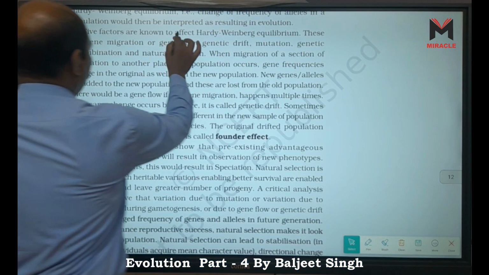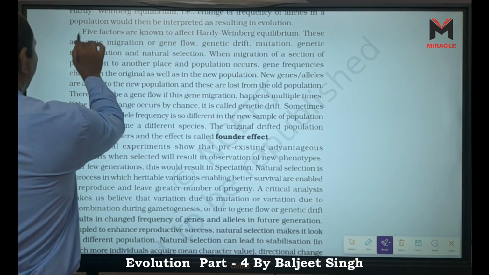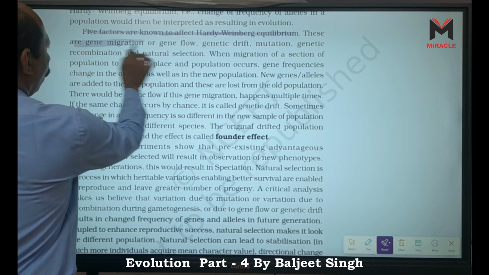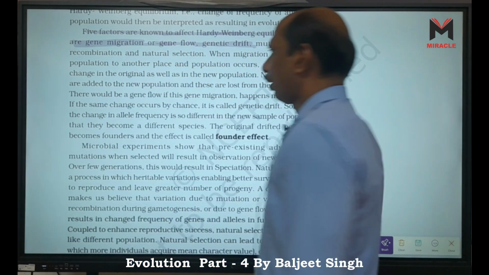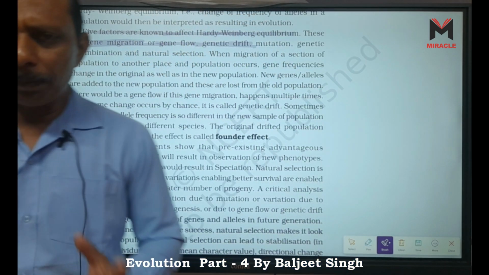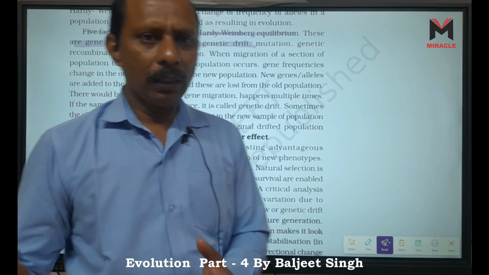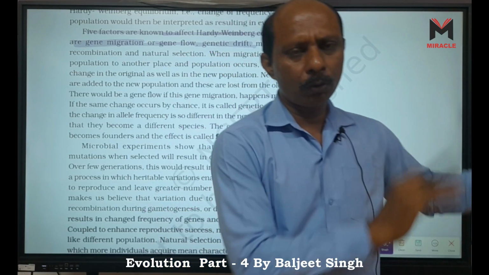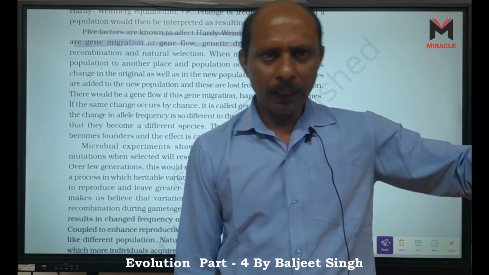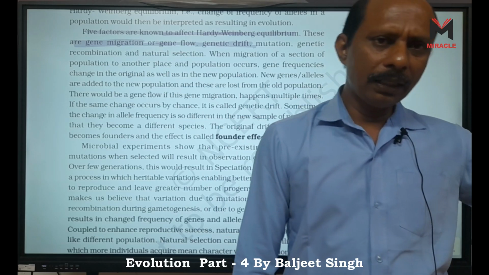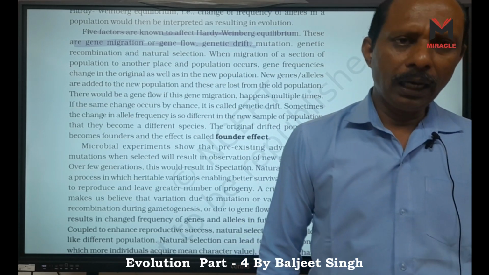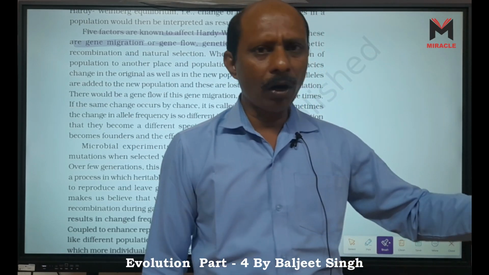5 factors are known to affect Hardy-Weinberg equilibrium, and these are gene migration or gene flow, genetic drift, and others. First, gene migration or gene flow. Suppose a population is there, and some individuals of this population migrate from that place and go to an isolated area. They reproduce and multiply there and form a new population at that specific place. They have some adaptation, some variation, and after some time they evolve into a new species.